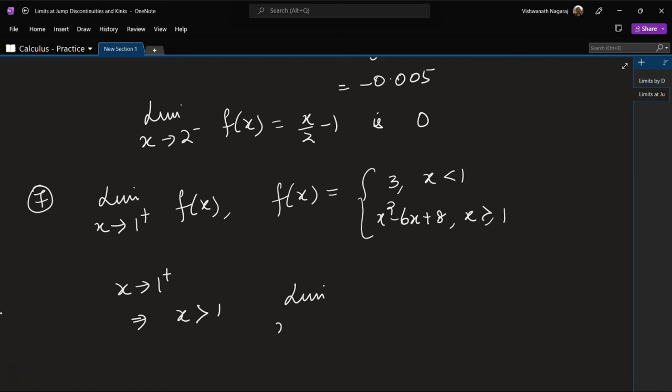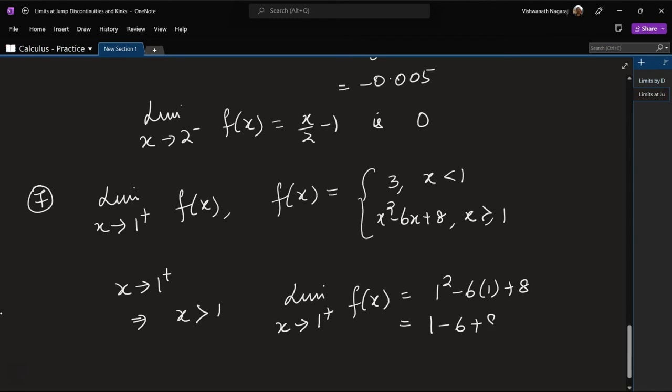So, limit as x approaches 1 from the positive side of f(x) is equal to 1 squared minus 6 times 1 plus 8, which is 1 minus 6 plus 8, which is 3.